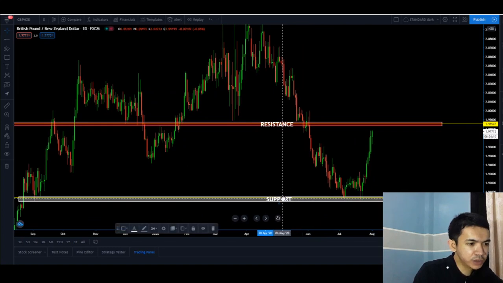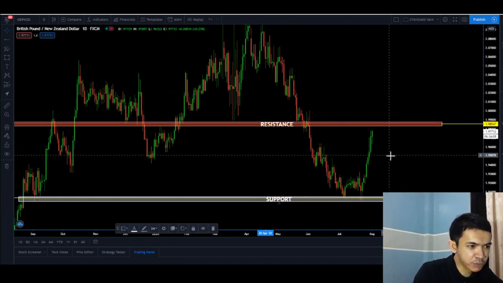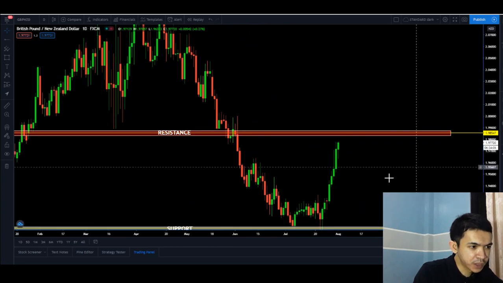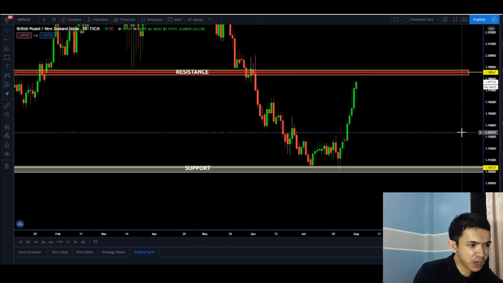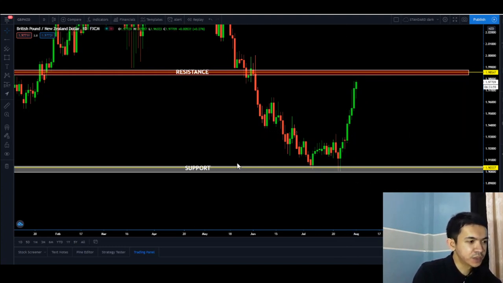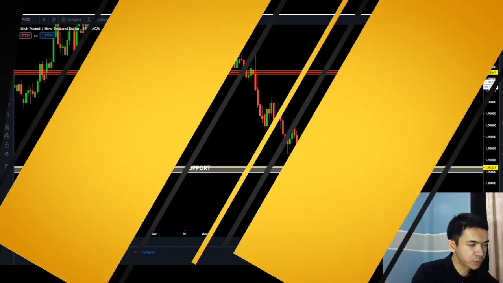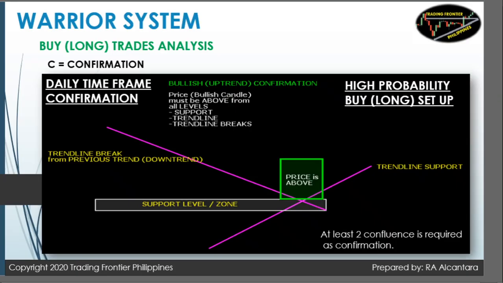But how am I going to do the entry to catch this bigger move of the market, utilizing our TFP warrior system? Just a recall on how you can set up your entry. Let's go back to the tutorial one more time.